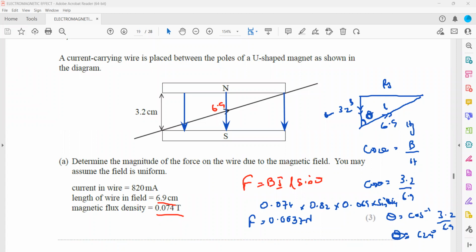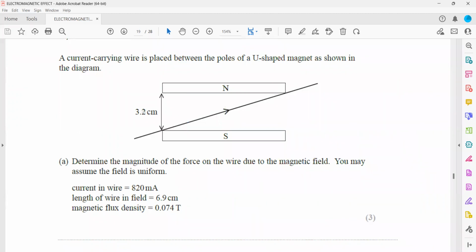But if the wire was exactly perpendicular, then we don't have to use sine. Like the wire was placed like this. So it's exactly perpendicular. In that case, sine 90 will be 1, so we don't have to use sine. We just use F equals BIL.